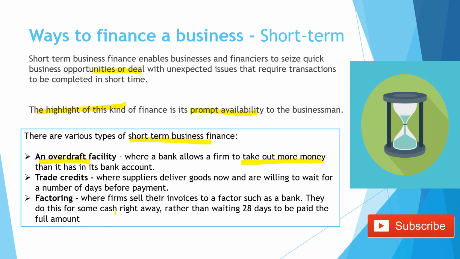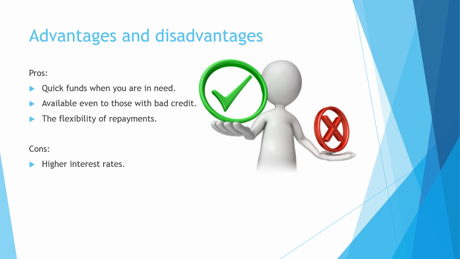Factoring is another type of short-term business finance where firms sell their invoices to a factor such as a bank. They do this for some cash right away rather than waiting 28 days to be paid the full amount.